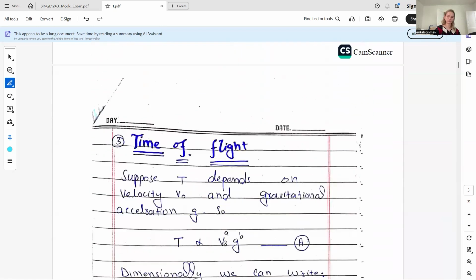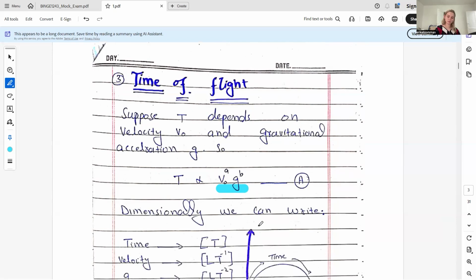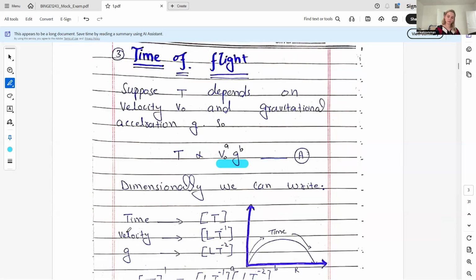In the next part, you need to calculate the time of flight. As you can see, time of flight and range both depend on the same factors, for example the gravity and the initial velocity. So here we are again choosing these values. T is proportional to v naught to the power a, g to the power b. Dimensionally, we can write time T is represented by T, velocity by this, and g by this.